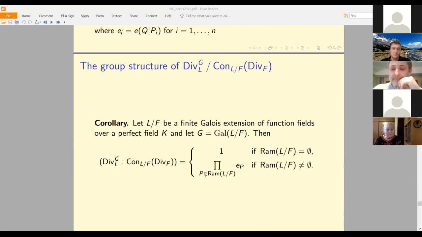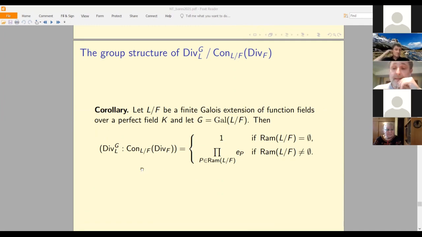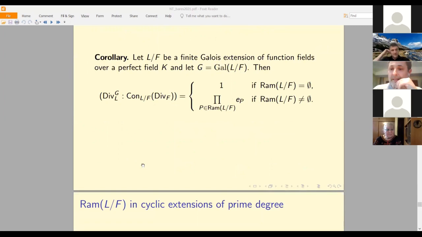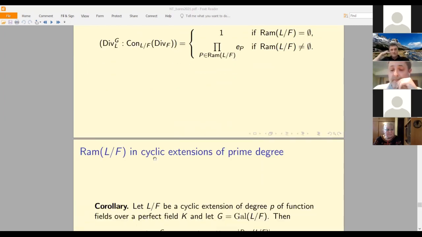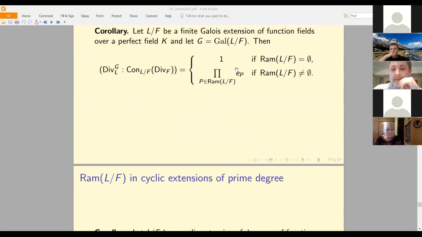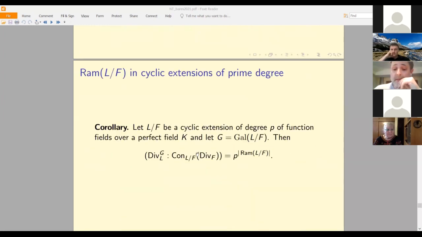So this connection between the ramified set and this index is very clear in the case of a cyclic extension of prime degree, because in this case all these ramification indices are equal to P, because the places are totally ramified when you have a cyclic extension of prime degree. So you have this expression for the index, and here appears in a clear way the size of the ramified places from F to L. And this is exactly what happened in the number field case with the ambiguous class number formula.